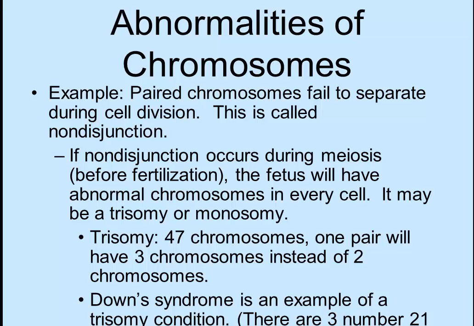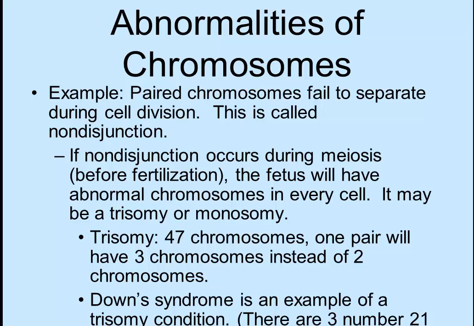Abnormalities in chromosomes can lead to different types of genetic disorders. An example is a pair of chromosomes that fail to separate during cell division. This is called non-disjunction. This occurs during meiosis and before fertilization. This fetus will have an abnormal chromosome in every cell, and it may be a trisomy or a monosomy. So we have trisomies that are 47 chromosomes. One pair will have 3 chromosomes instead of 2.